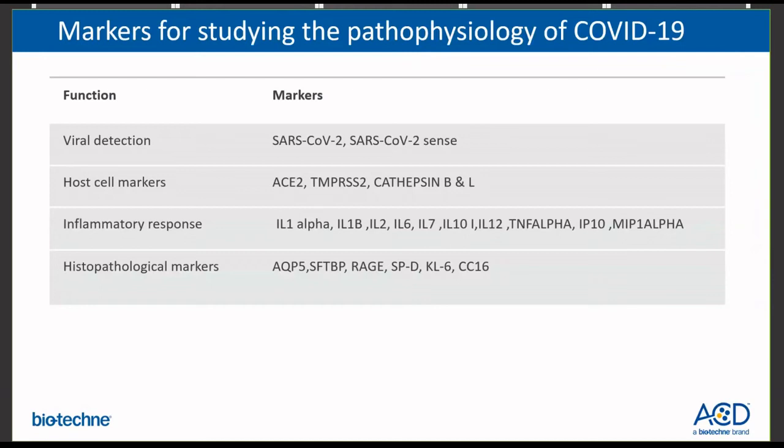The first one, as I mentioned, is viral detection. You can use probes to identify or detect the viral RNA on its own, but in addition, you can also use the sense probe to look at the replicating strand. As you'll see in some of these publications, it is really important because you want to know the persistence of the virus in infected tissue. In addition, there are the host cell markers that have been shown to be essential in aiding the entry of the virus and facilitating the course of infection. Some of the receptors that we saw in the literature are ACE2, TMPRSS2, and cathepsin. These probes are also available.